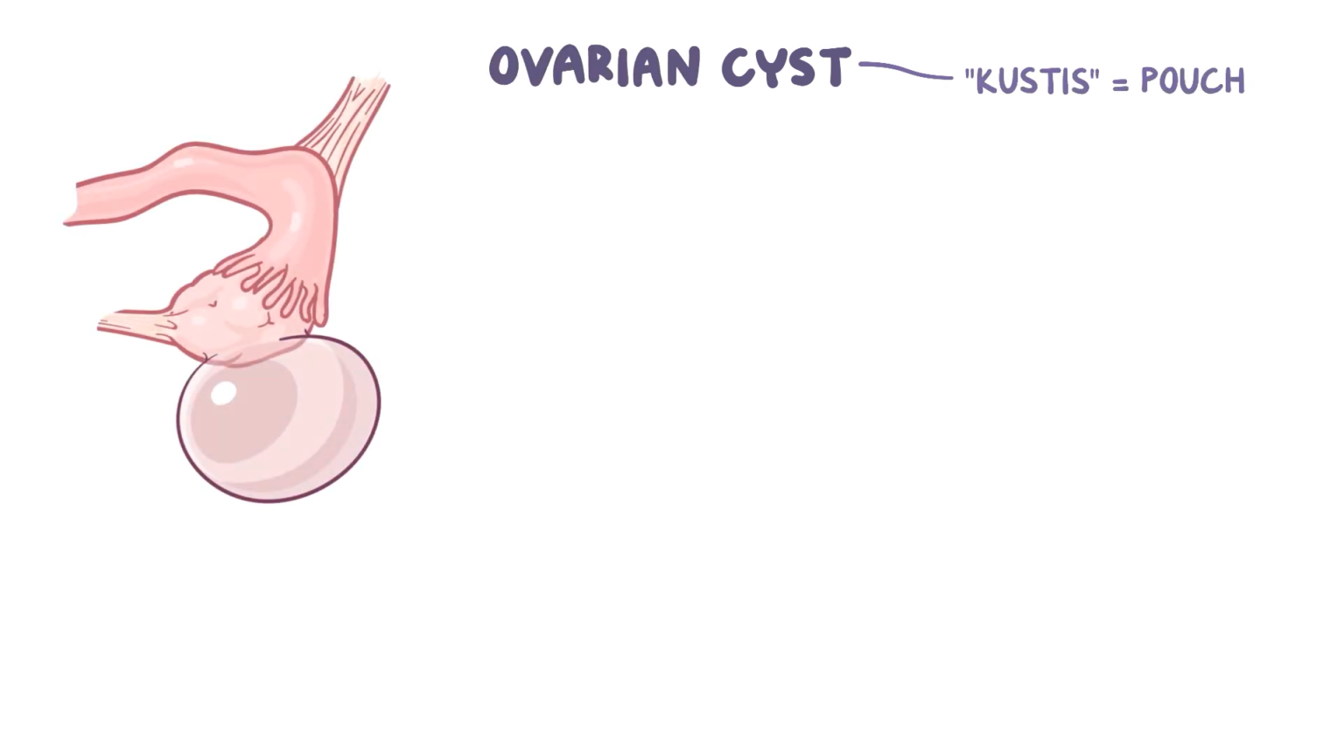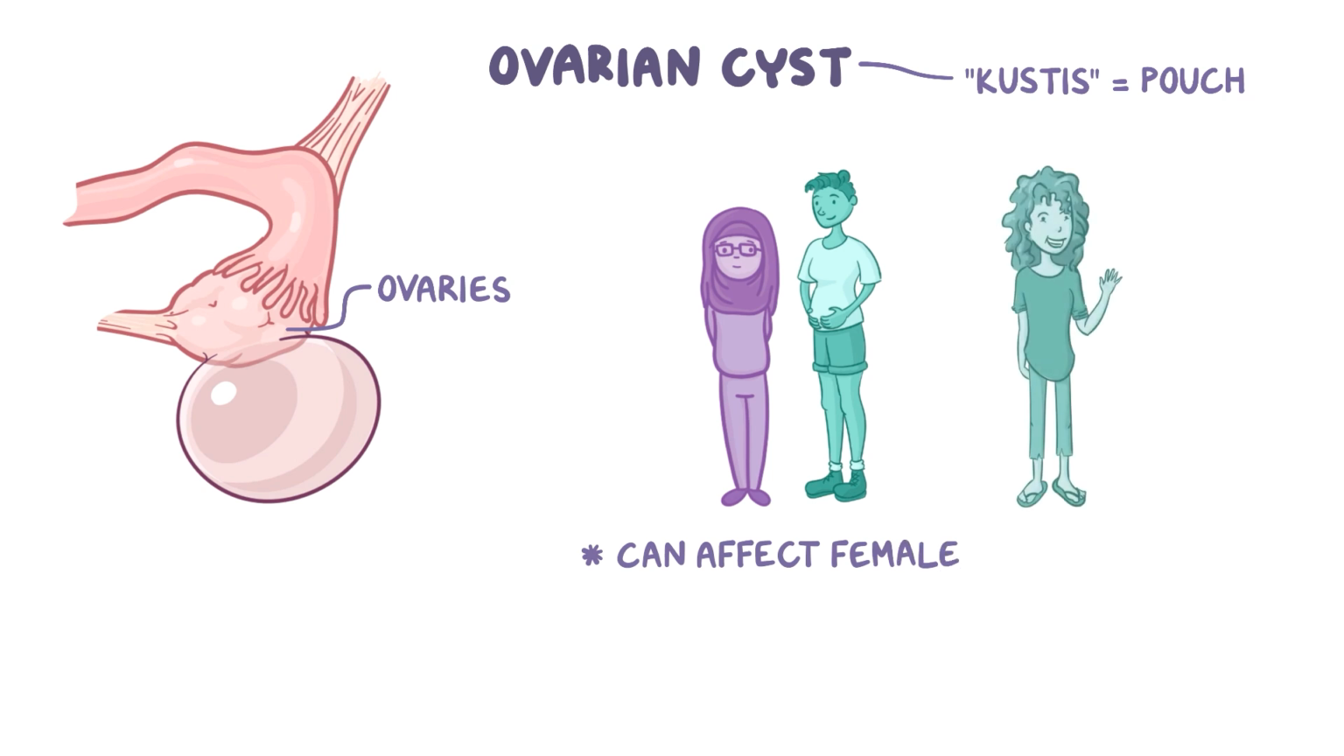Cyst comes from cystis, which means pouch. So ovarian cysts are fluid-filled sacs on or in the ovaries. They are very common in females of reproductive age, but can affect females of any age.